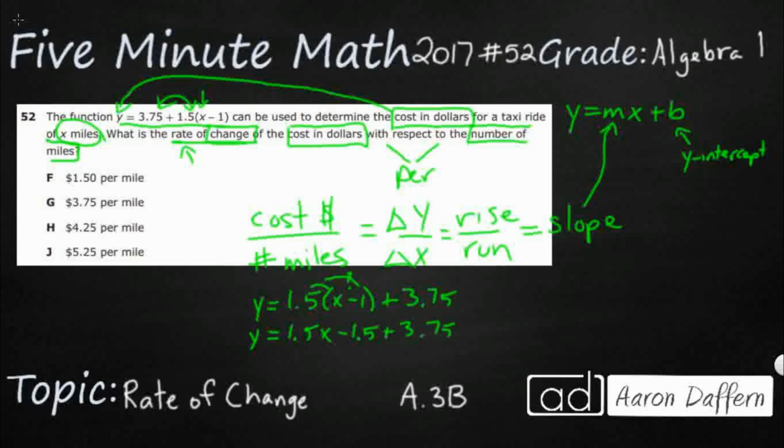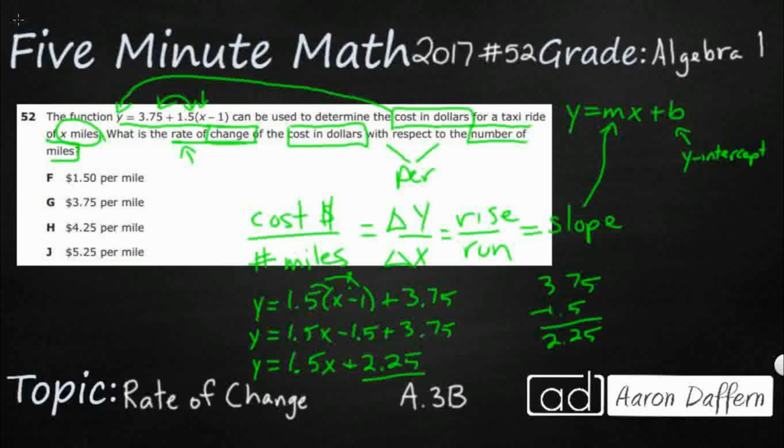So really that's like 3.75 minus 1.5. So here's my final equation. y equals 1.5x, and that's going to be 3.75 minus 1.5, so that is going to be 2 and 25/100ths positive. So there we go. That y-intercept would be that 2.25 if I need it.